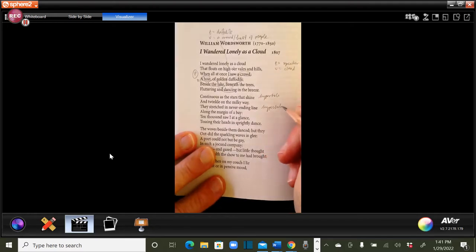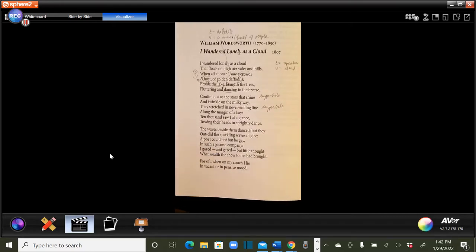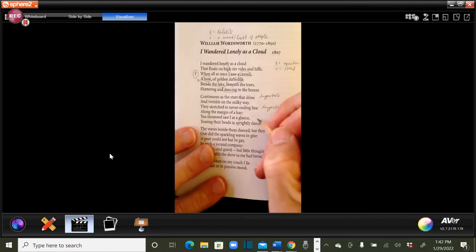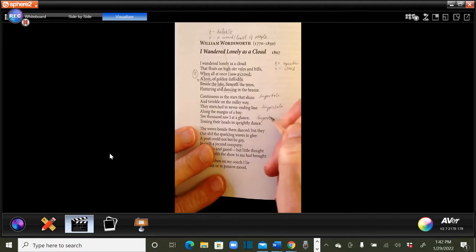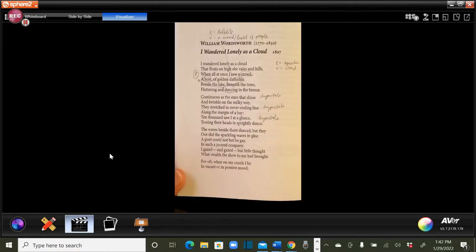So we just suggested that is a figurative comparison. Along the margin of a bay. So the lake just went to a bay. Even though Lake Michigan is pretty huge, when we think about a lake and a bay, a bay is much larger, and we also generally think of a bay as something that goes into a larger body of water. Ten thousand saw I at a glance. Okay, hyperbole. Sorry, it's not possible to see that many at a glance. The brain just doesn't register in that kind of way.